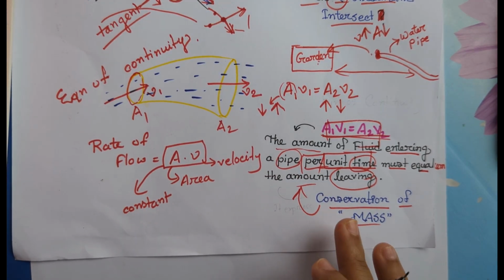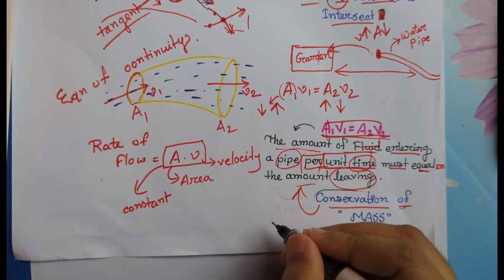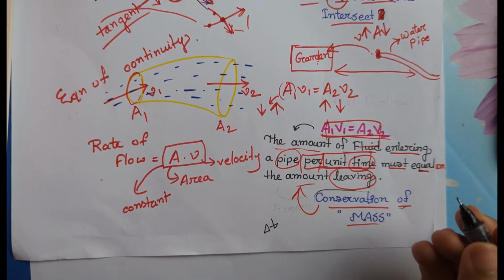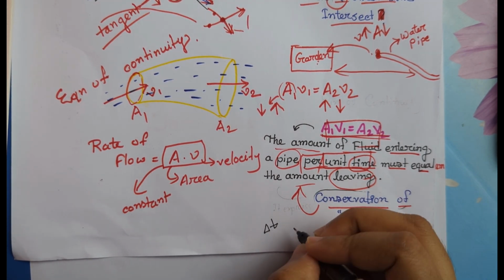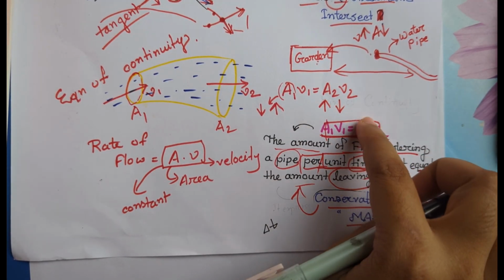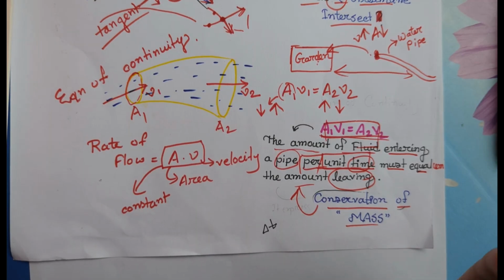The equation of continuity can also be proved according to the conservation of mass, meaning the mass of fluid that enters in time del t equals the mass of fluid that leaves in time del t. These two are equal, and from these we can prove the equation of continuity. If you want to see the proof, ask me in the comment section, and I will give the proof.